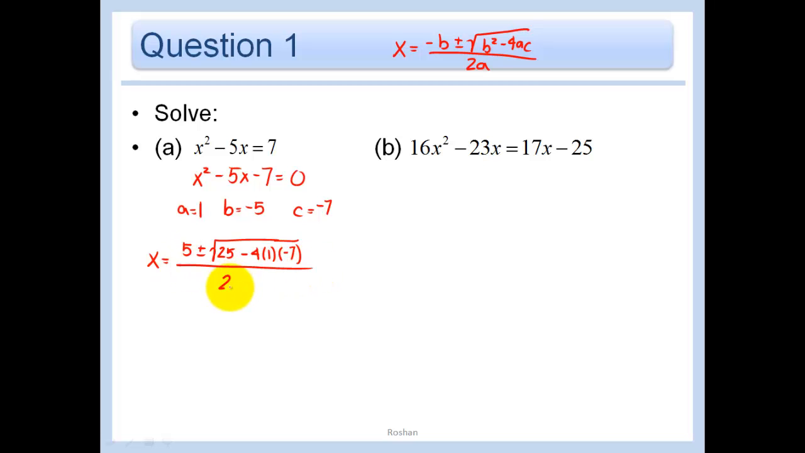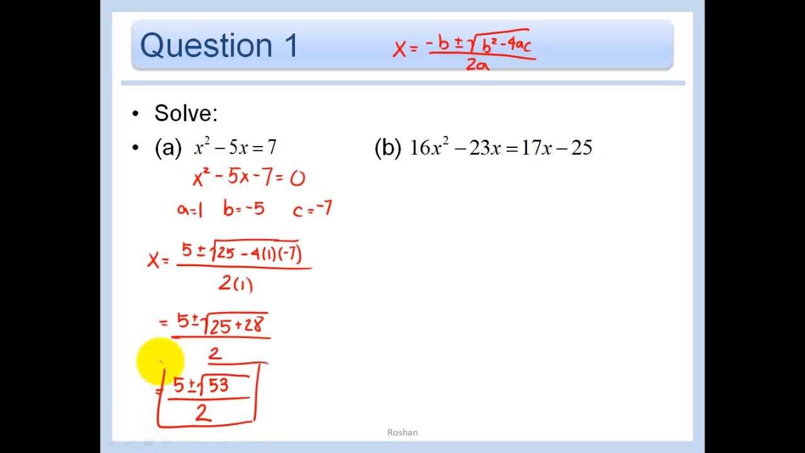all over 2a, which is 5 plus or minus root 25 plus 28 all over 2, or 5 plus or minus root 53 all over 2. And that is my final answer. I can't take anything out of root 53. So I have two answers there, 5 plus root 53 over 2 and 5 minus root 53 over 2. But this is a fine way to write it.